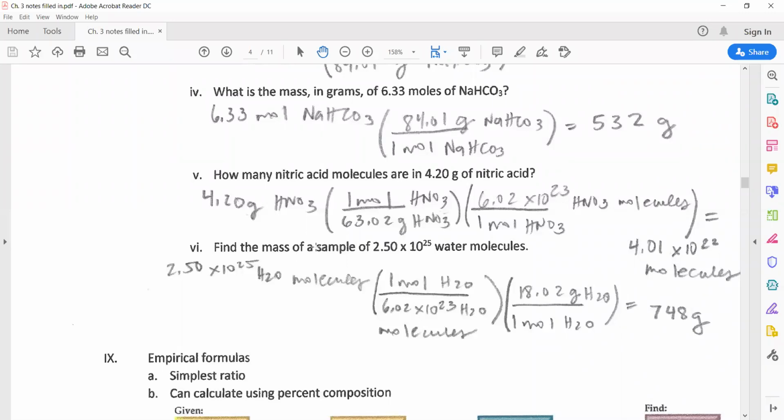Find the mass of a sample of 2.50 times 10 to the 25th water molecules. So this time we're starting with molecules, which means on the bottom of my first conversion factor has to go molecules. And we know that we can go from molecules, which is like number of pieces, to moles first, using Avogadro. So we can get to 1 mole of water equals 6.02 times 10 to the 23rd. That cancels out molecules. We're in moles. So moles will come to the bottom, and we can go directly from moles to grams using the molar mass. So that came from the periodic table. Multiply, divide, and here we go. So you want to be able to go back and forth a good bit between these steps.